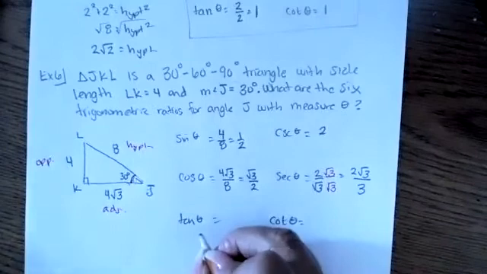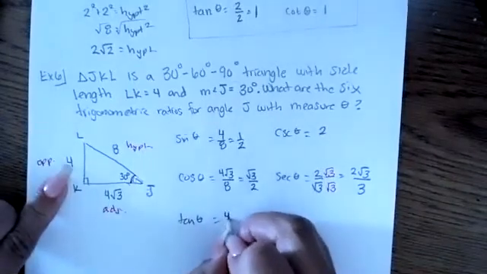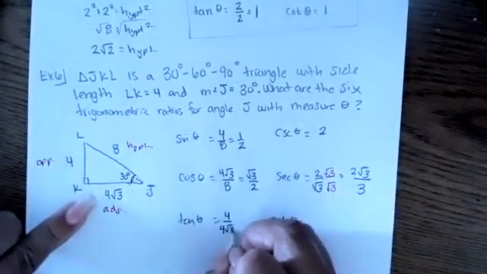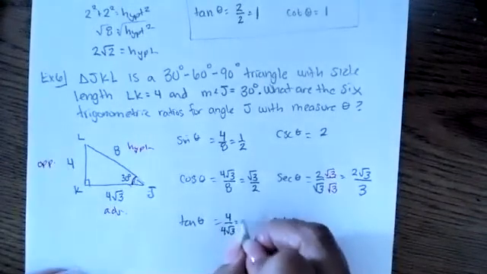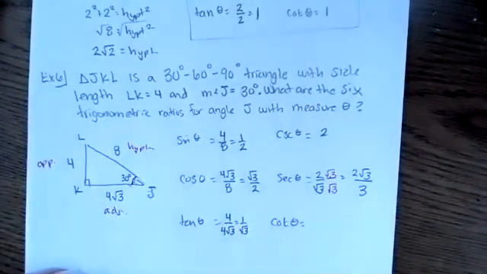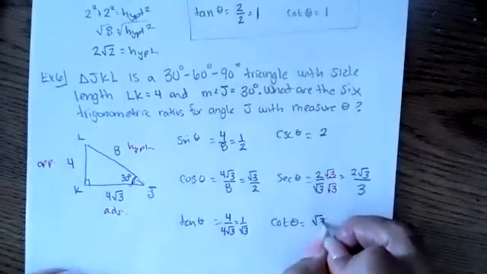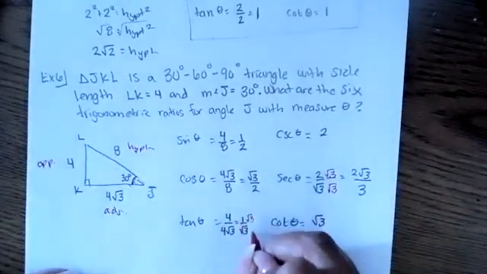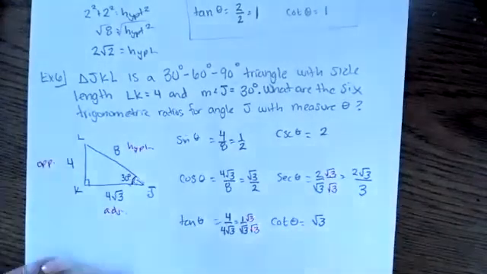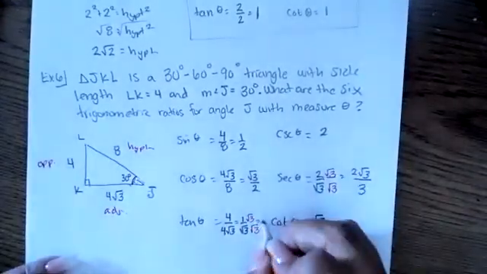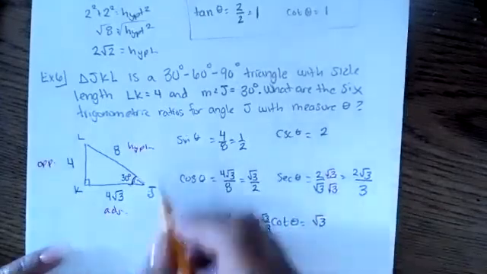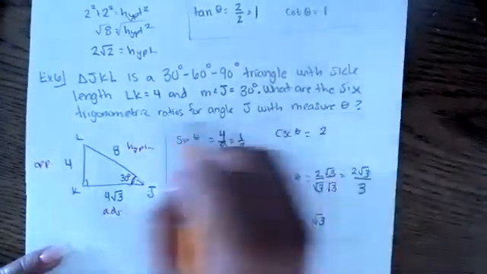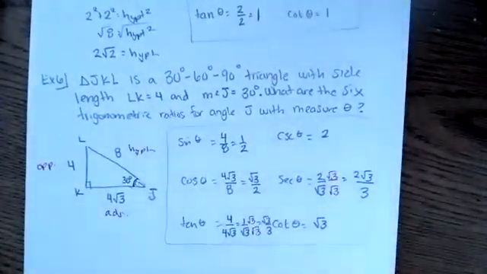And tangent is opposite over adjacent. The 4's cancel. I'm left with 1 over radical 3. The cotangent is just going to be a radical 3 because it's a reciprocal. I can't have a radical in the denominator, so I'm going to multiply top and bottom by radical 3. And the final answer here is going to be radical 3 over 3. And that concludes our notes.